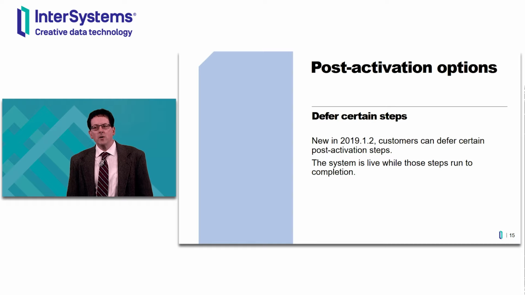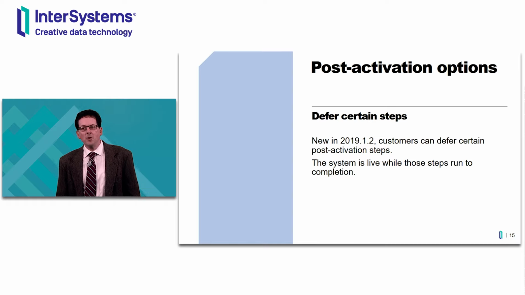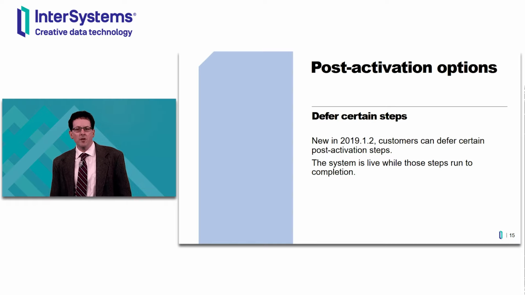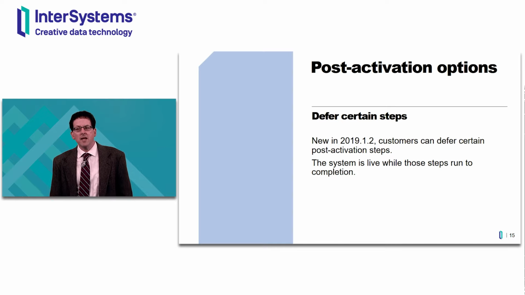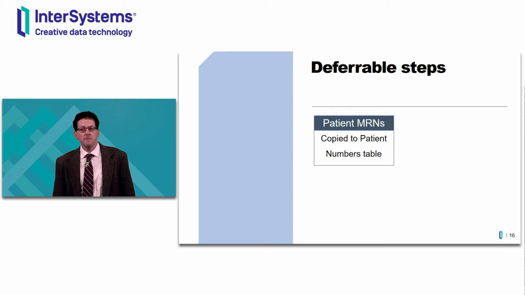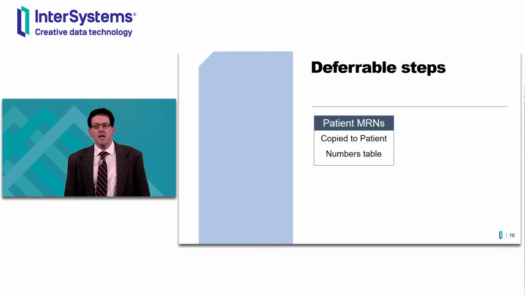In 2020, we significantly revised the upgrade post-activation steps for Health Insight to shorten the downtime during an upgrade. This is done by bringing the system live before running certain post-activation steps, such as those that copy information from one table field to another and sometimes take some time to complete in a large database. Some examples of steps that can be deferred are shown on this slide.